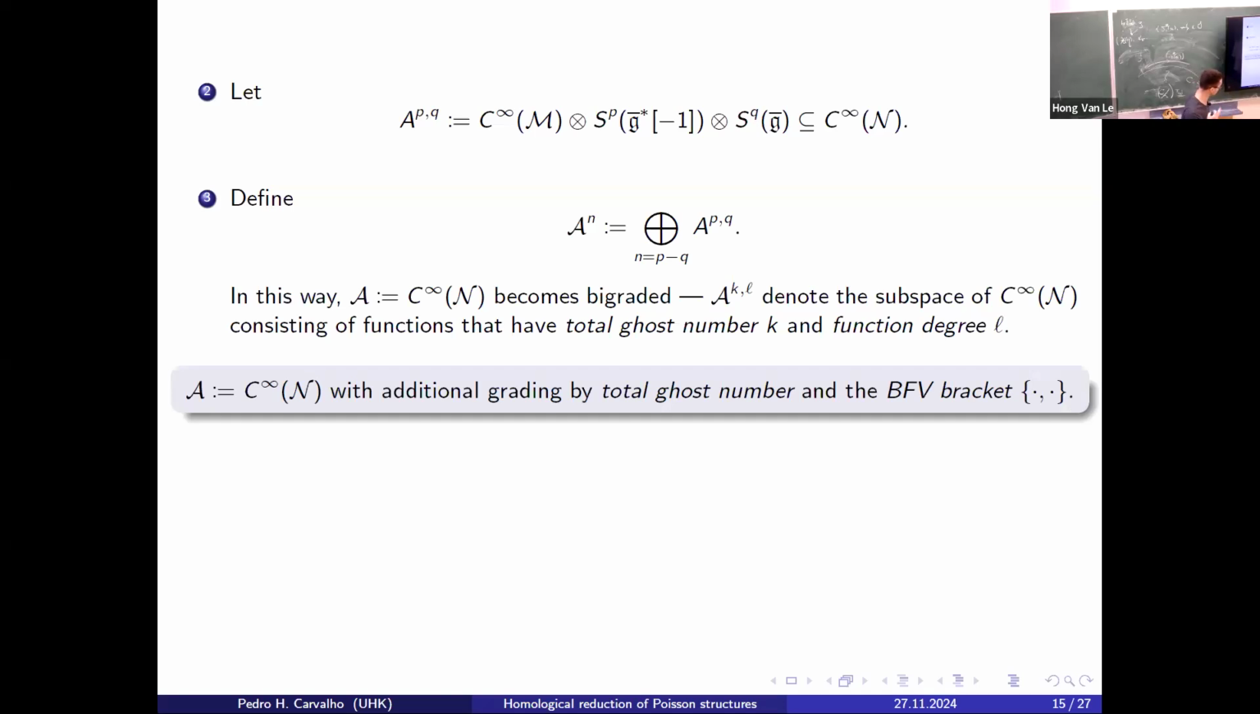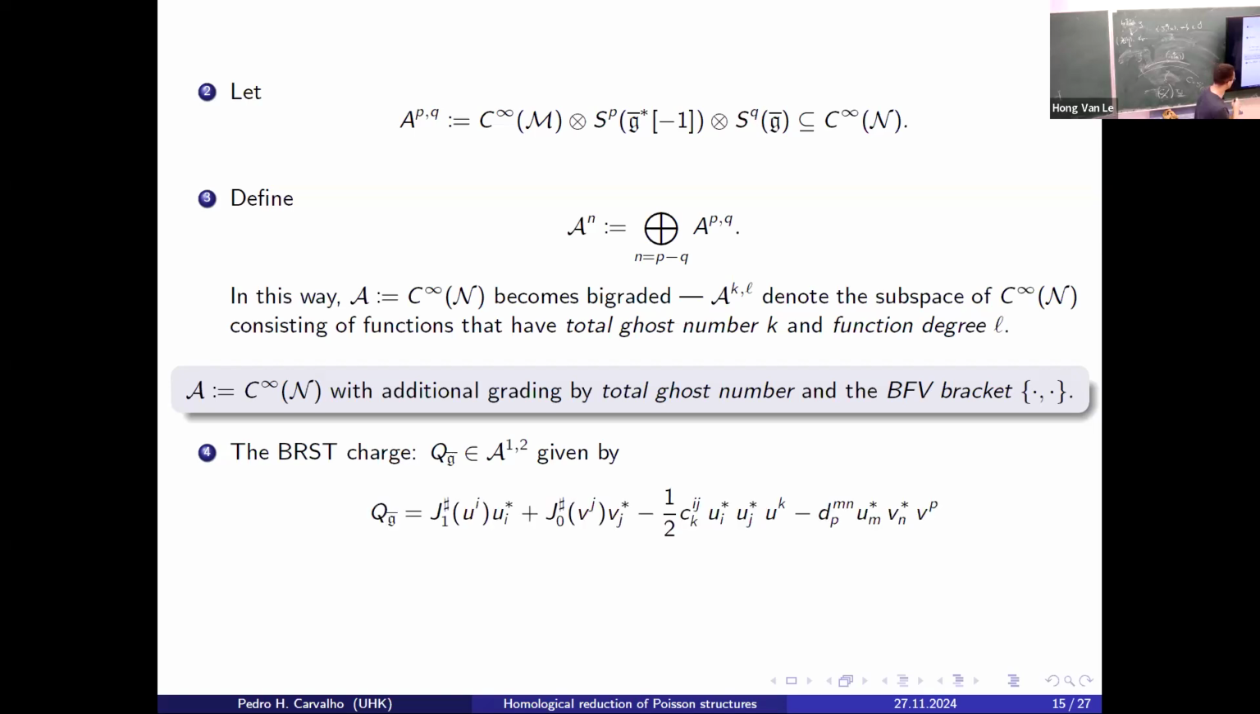So these are the algebra of functions of this N with this BFV bracket and this total Gauss number. This algebra will be the underlying algebra of the thing that I will be doing. And you have some BRST charge for this case. So the BRST charge, what it should do, it should take into account the constraints and the symmetries, right? And the expression is exactly the same. So you have the vector fields, you have the functions, and you have to complete here with some Chevalley-Eilenberg, but it's now graded Chevalley-Eilenberg. Okay.